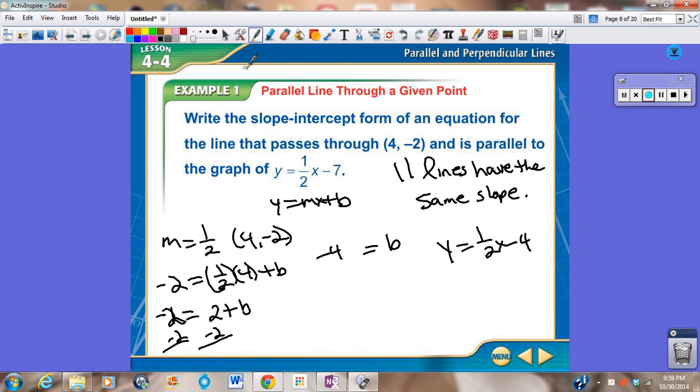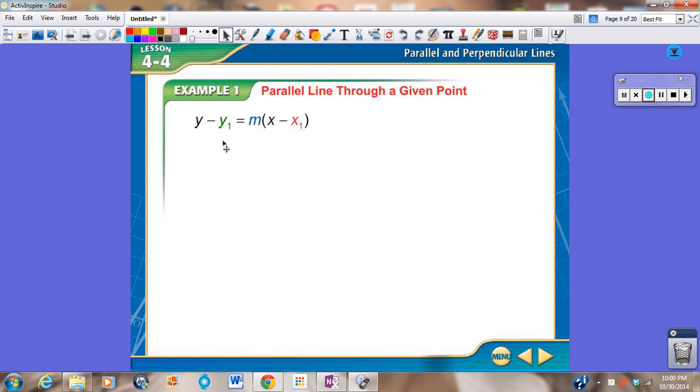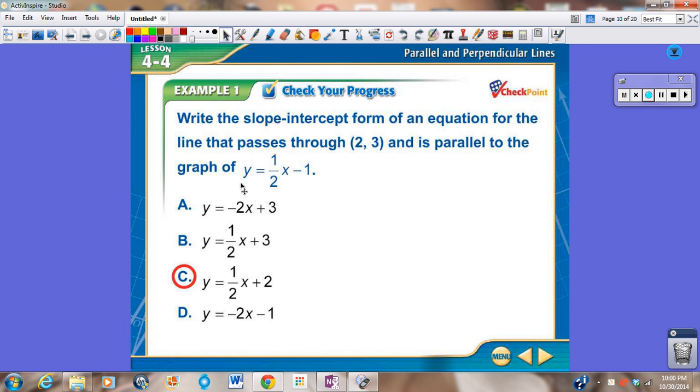Okay? Feel free to pause or stop at any time. Okay, and then they actually used point-slope form. Personally I never encouraged that, but you could do that just as well.